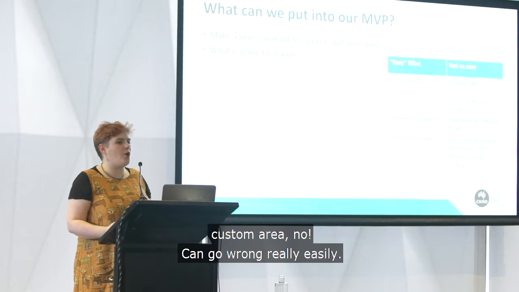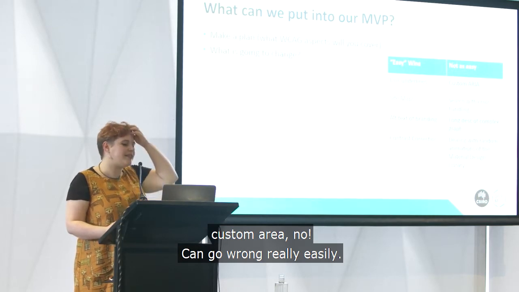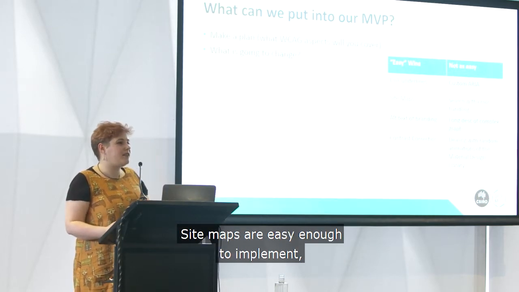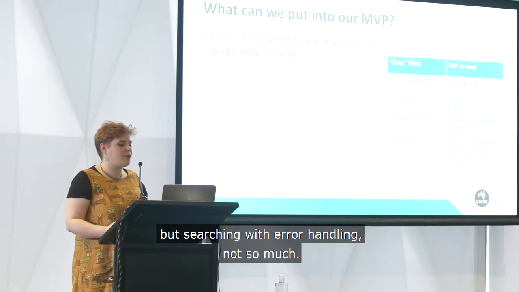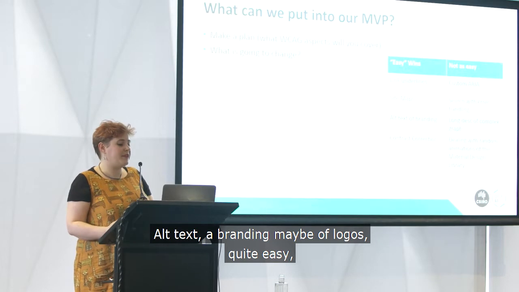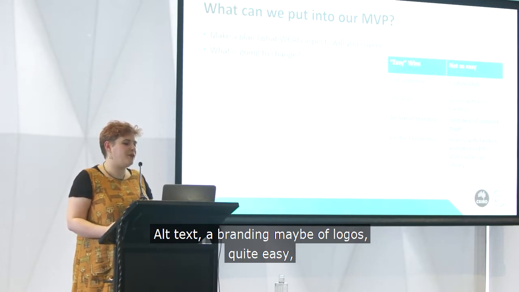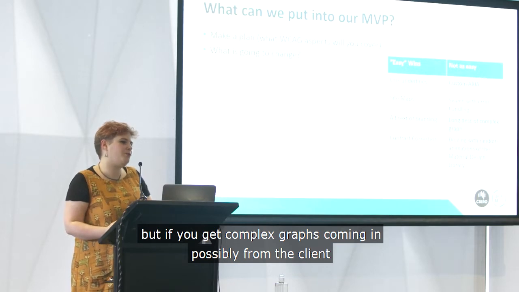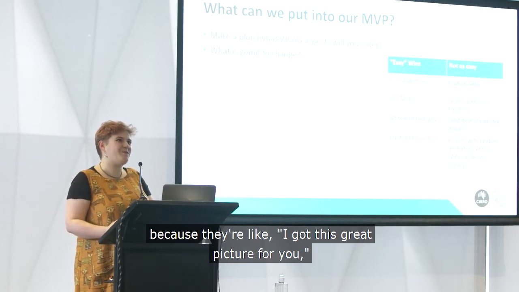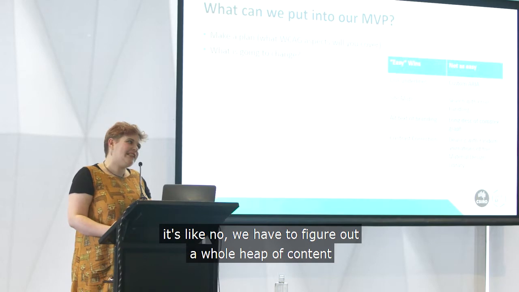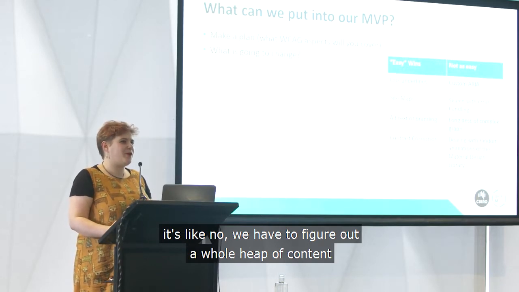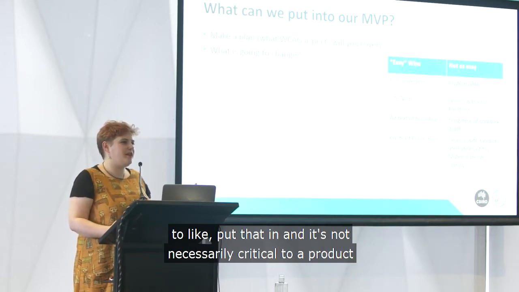Custom ARIA, no. Can go wrong really easily. Sitemaps are easy enough to implement, but searching with error handling, not so much. Alt text of branding, maybe of logos, quite easy. But if you get complex graphs coming in, possibly from the client, because they're like, I got this great picture for you, you're like, no, we have to figure out a whole heap of content to put that in, and it's not necessarily critical to our product.